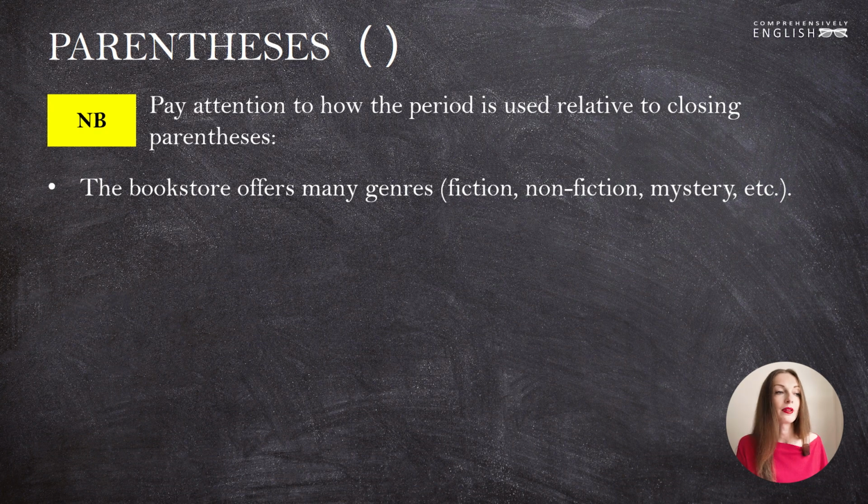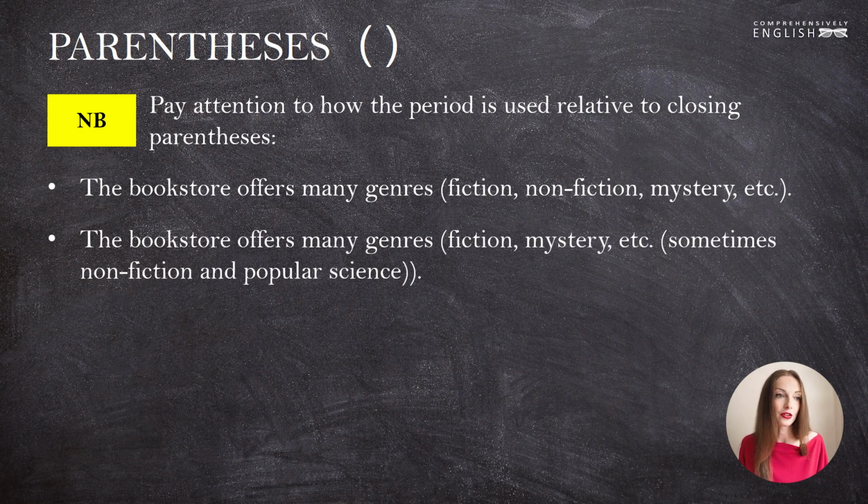Another example, the bookstore offers many genres: fiction, mystery (etc., sometimes non-fiction and popular science.). What happens here? Here, we inserted additional piece of information after etc. and the period that follows it. And thus, we should use 2 closing brackets or 2 parentheses. And only after these 2 we put the final period that marks the end of the whole sentence.